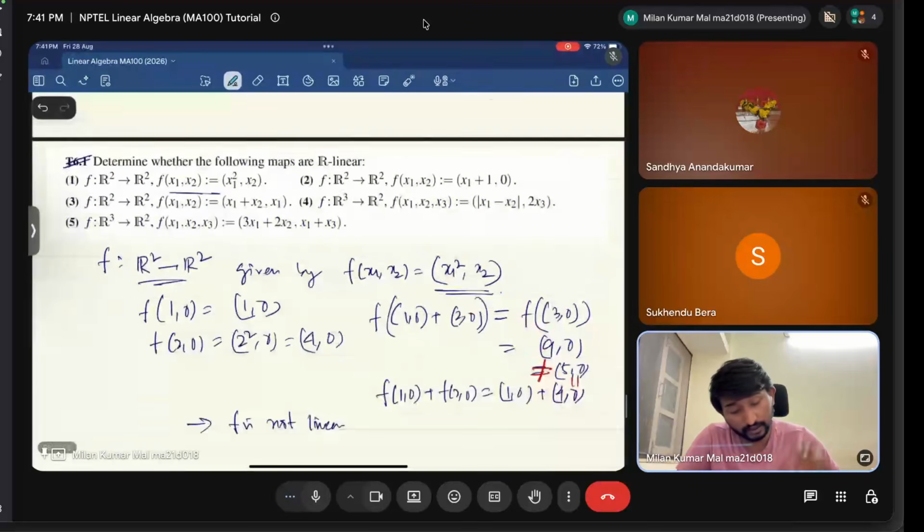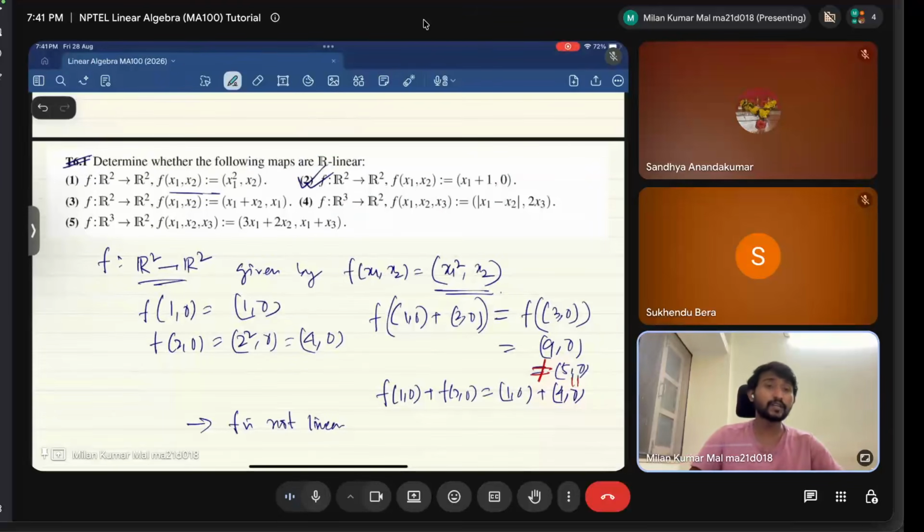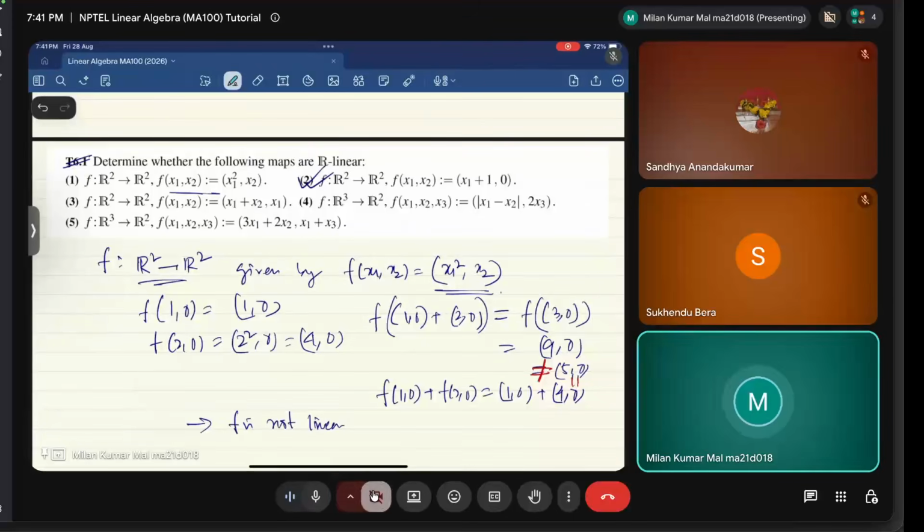Similarly, as I have said, if you have a square, then the function need not be linear. And similarly, if you have a scalar addition like plus 1, in that situation also the function need not be linear. In fact, in that situation the function is not linear. Why am I saying this? Let's see why I am saying this.